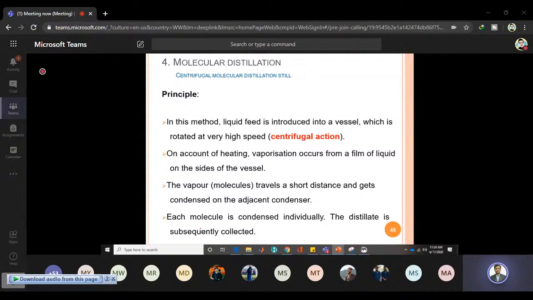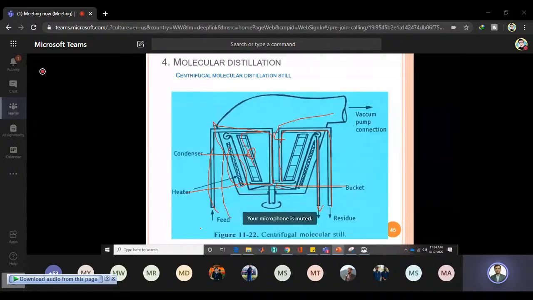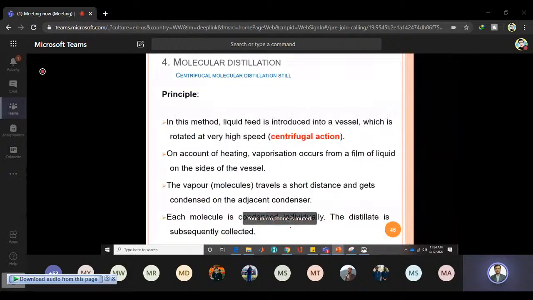Okay, in this method, liquid feed is introduced to a vessel which is rotated at very high speed. If you see that system, this is at high rotation. You can say it might be using centrifugal force, and it has a centrifuge. On account of heating, vaporization occurs from a film of liquid on one side of the vessel. The vapor molecules travel a short distance and get condensed on the adjacent side, as we have seen in that equipment. Each molecule is condensed individually.